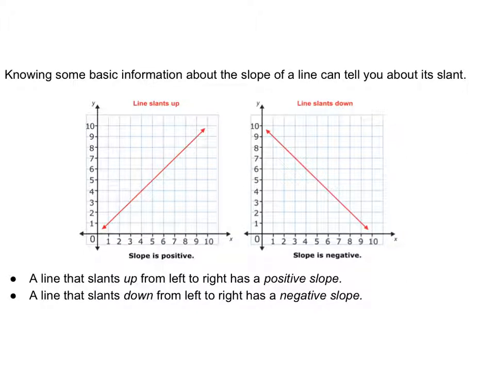Knowing some basic information about the slope of a line can tell you about its slant. So if you'll look here, on the left, the line slants upwards, and a line that slants up from left to right has a positive slope. So we would say that this has a positive slope. On the right here, the line slants down. A line that slants down from left to right has a negative slope. So this one we would call negative.